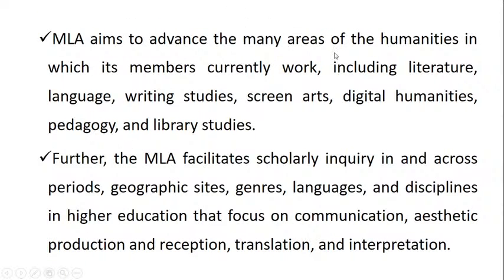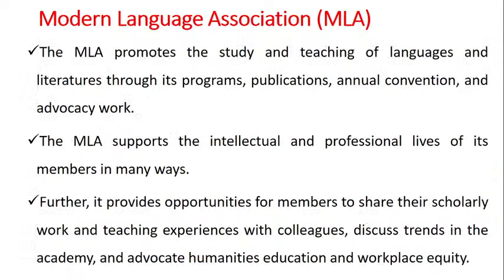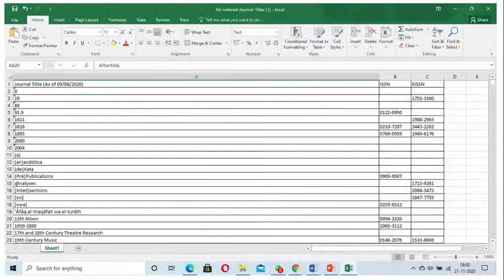Here they are giving what MLA covers: current work including literature, language, writing studies, screen art, digital humanities, pedagogy, library studies. These are all the journals from this area. They are indexed under MLA, Modern Language Association. Now, this MLA list is also with me. The MLA indexed journal list is also with me. Just open the Excel file, you have a journal title.